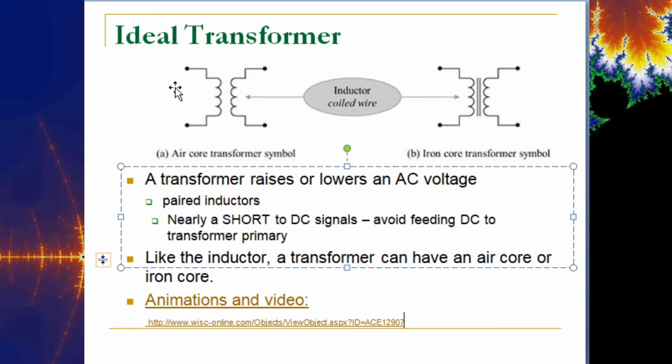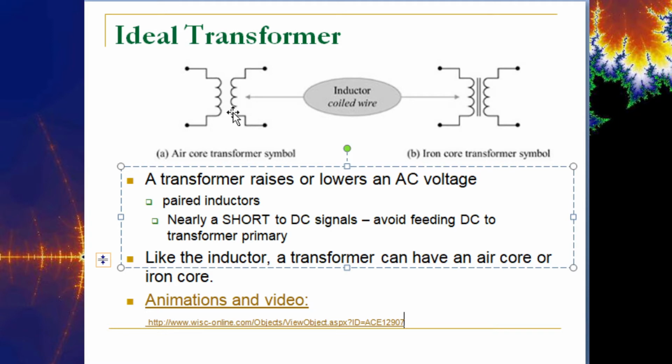If you just have a DC signal hooked up to a coil like this, we know from our discussions previously that the inductor is going to end up looking like a short once it gets to steady state. Whereas an AC signal is constantly changing, and then the inductor never gets to steady state.